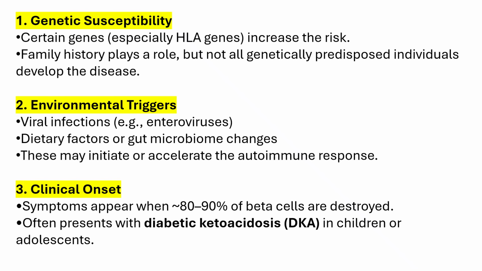Clinical onset symptoms appear when 80 to 90% of beta cells are destroyed. So you can actually see the symptoms when you have an absolute deficiency of your beta cells, and it often presents with diabetic ketoacidosis in children or adults.